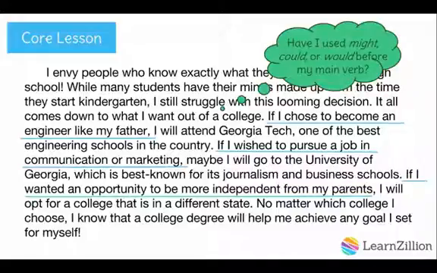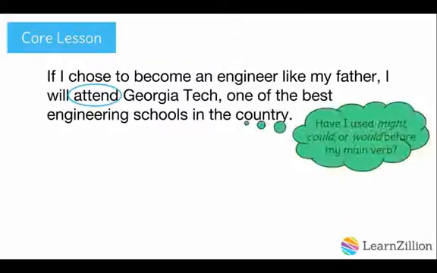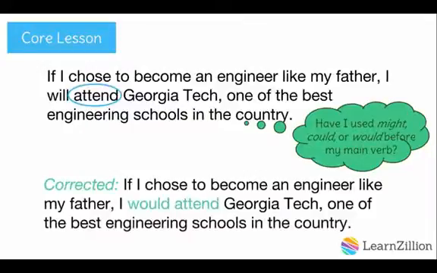So I'm going to look at each of the verbs that are dependent on the condition and ask myself this question. Let's start with my first sentence containing a condition. The event that depends on this condition is my attending Georgia Tech. I will only attend if I chose to become an engineer like my father. So I want to make sure that I've used one of the might, could, or would words before my main verb, attend.